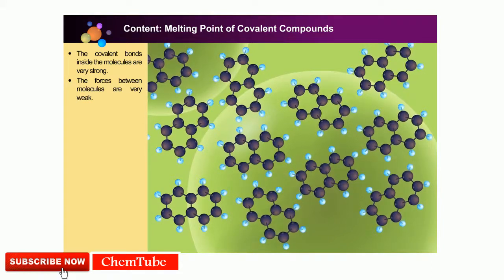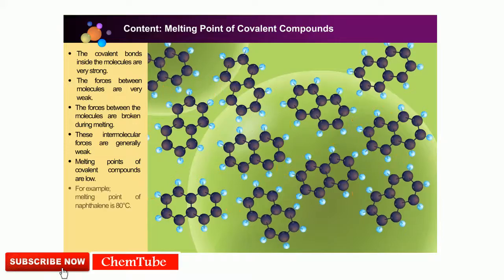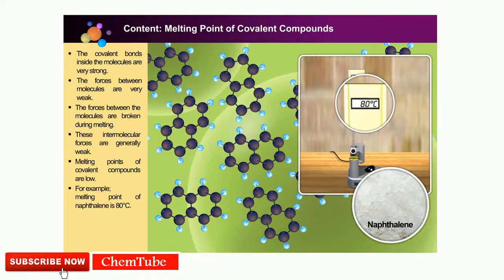When a covalent compound is melted, it is the forces between the molecules that are broken. These intermolecular forces are generally weak, and so melting points of covalent compounds are low. For example, the melting point of naphthalene is 80 degrees Celsius.